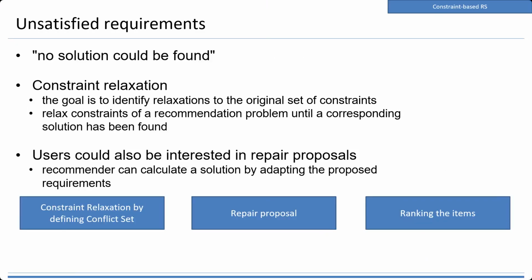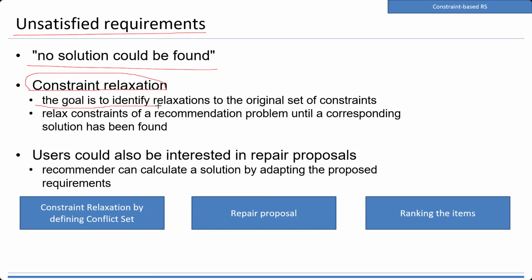The issue in the knowledge-based recommender system is when we have the requirement and the requirement is unsatisfied. So the users give all the requirements, but no result or no solution could be found. And in this case, we need to do something. For example, we need to relax the constraint, or we call it the constraint relaxation.